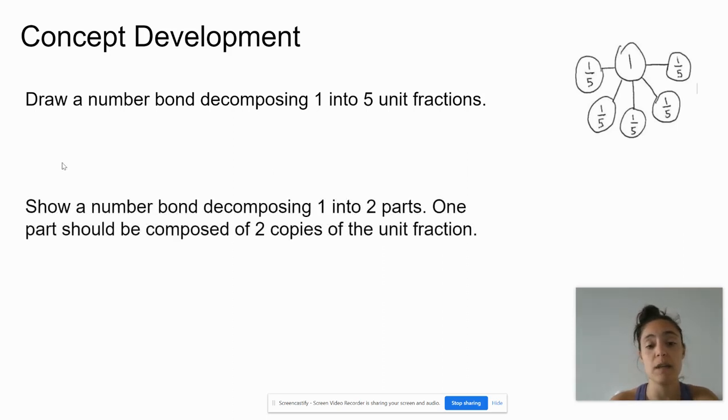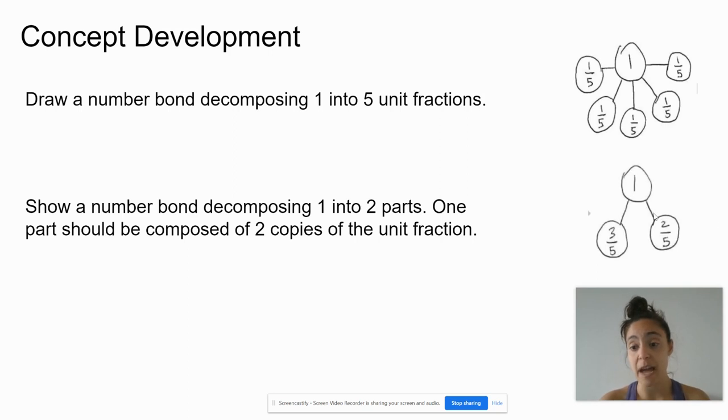Next, it says show a number bond decomposing 1 into 2 parts. One part should be composed of 2 copies of the unit fraction. So I know this one up here needs to be 2 parts, but one should be a group of 2, and I need to find out what the rest of my group is. So I have my group of 2 over here, just like it said, and the leftovers are 3.